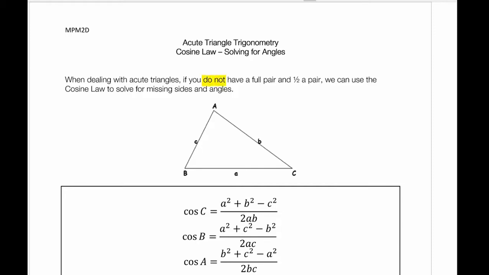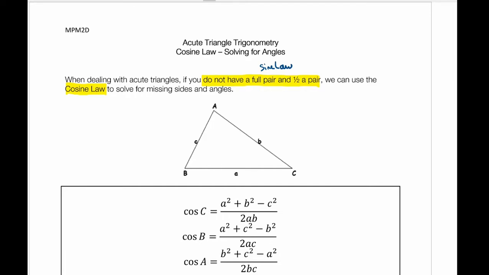If you do not have a full pair and half a pair, then you can use the cosine law to solve. Again, the two laws that we're going to be looking at for solving non-right angled triangles are sine law and cosine law. Remember, sine law was the full pair and half a pair. And if we do not have that, then we can use cosine law.